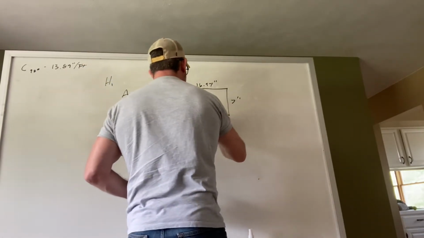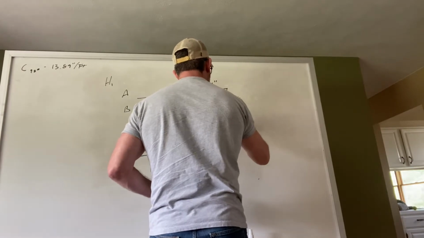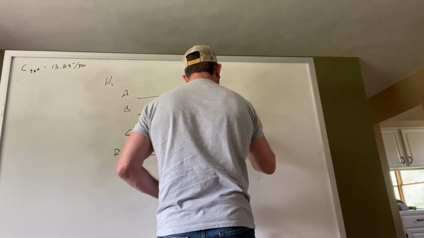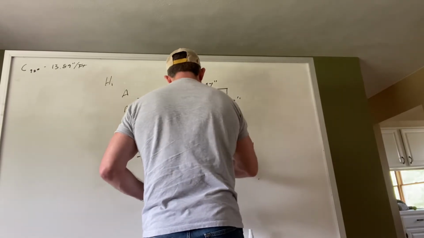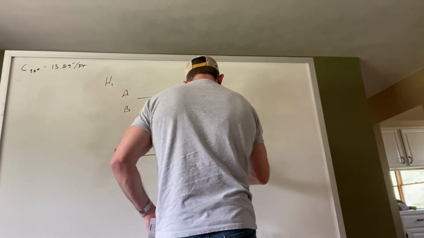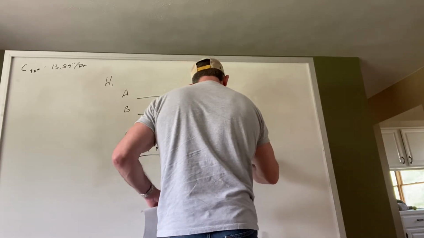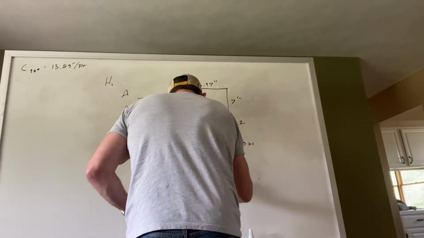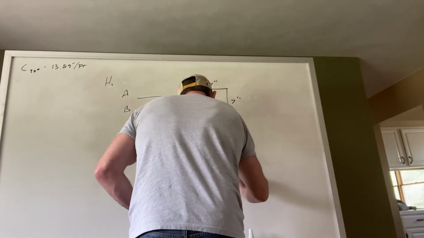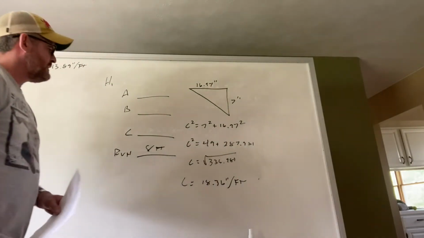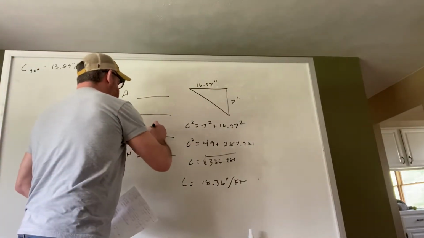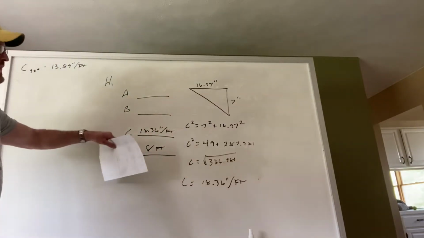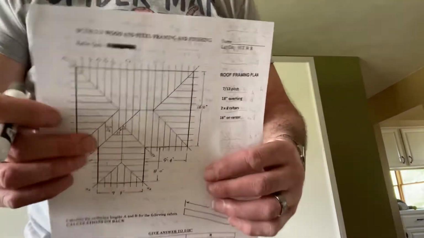So now C squared equals 7 squared plus 16.97 squared. So C squared equals 49 plus 287.981. So C equals the square root of 336.981, which equals 18.36 inches per foot. Okay, and again, what does that tell us? That tells us, all right, what do I see here?